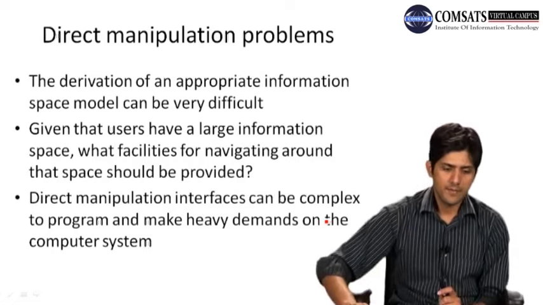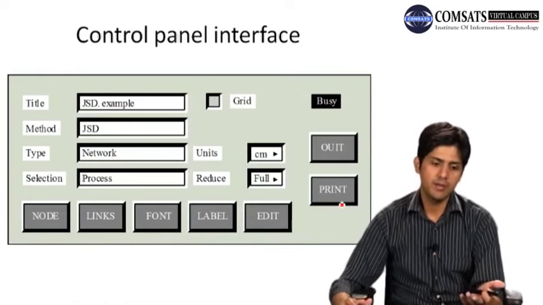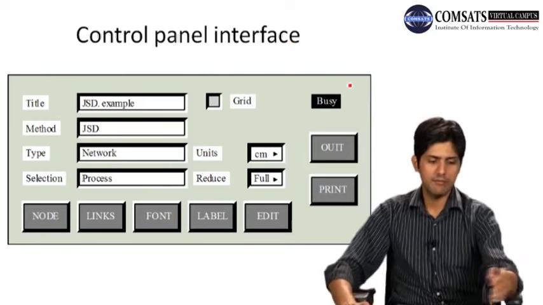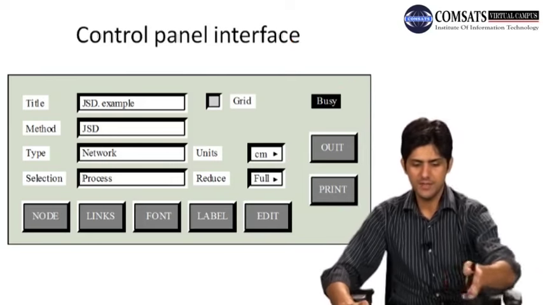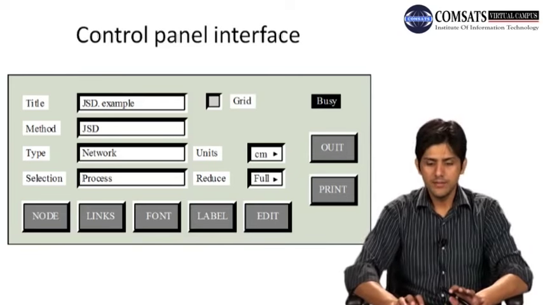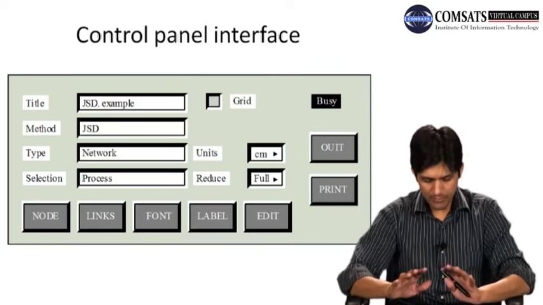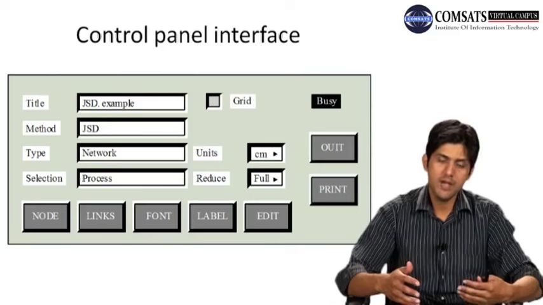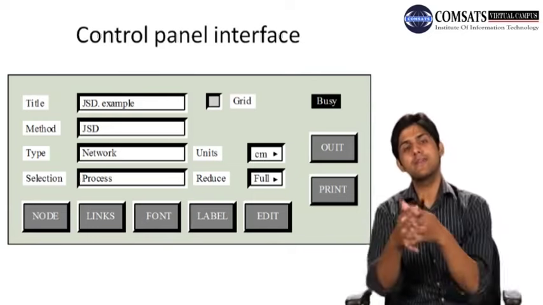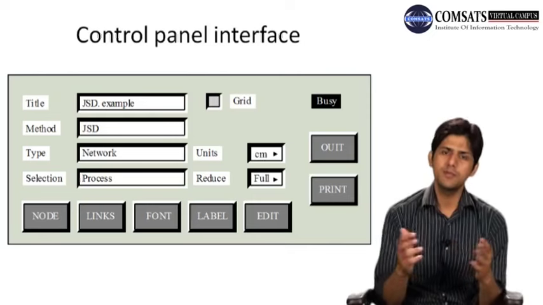ठीक है. Okay, now this control panel interface that is an example of direct manipulation. ठीक है, इसके अंदर हो क्या रहा है कि for example you have this title, you have method, you have type selection and then you have all the options. ठीक है, अब इसके अंदर जितनी भी चीजें हैं they are written here. Okay, तो imagine that if you have more information. ठीक है, imagine you have 100 fields and you are trying to have an interaction with the user in this direct manipulation way. ठीक है, तो उसके अंदर there would be a lot of problems.